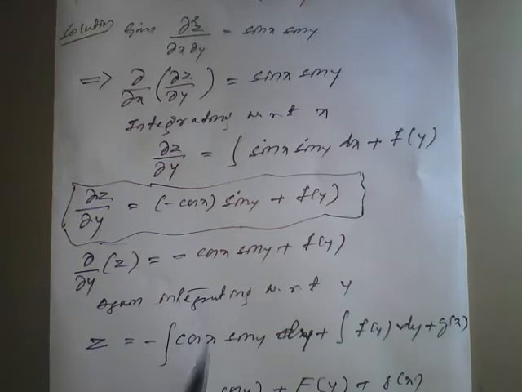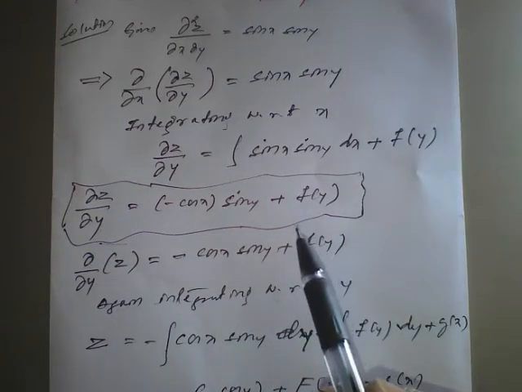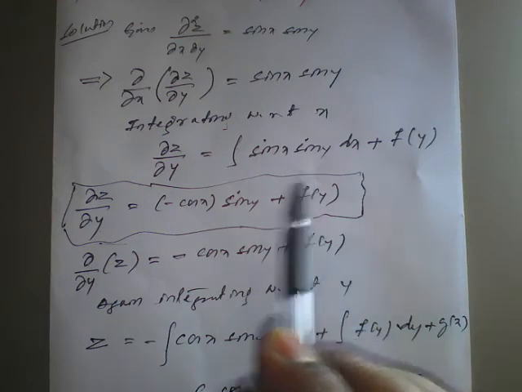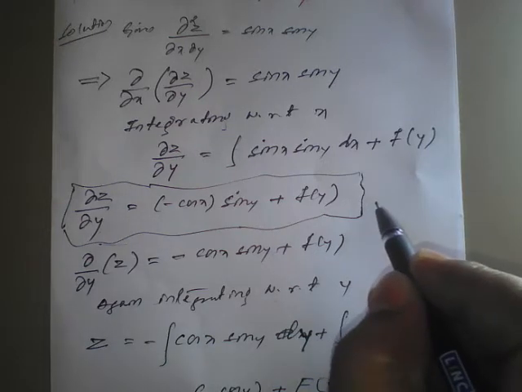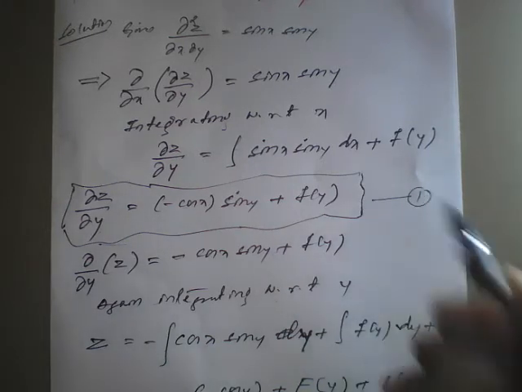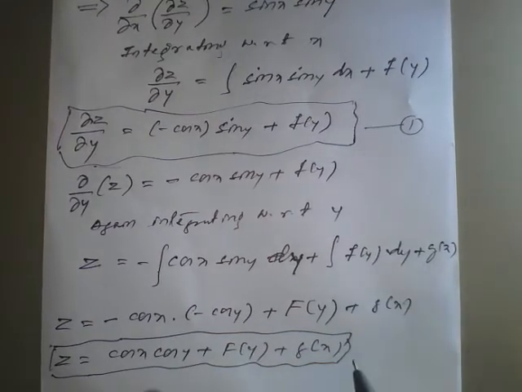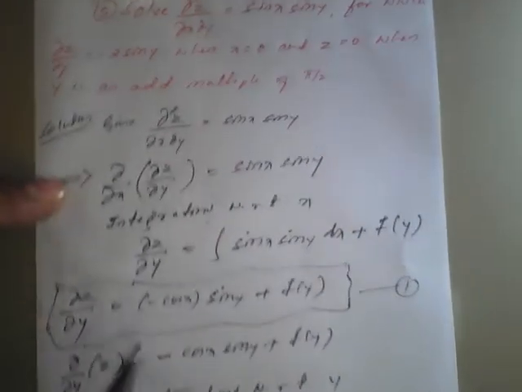Now we got the results. So one thing we'll do here. Given the equation we have, what we got for dou z by dou y will be equation number 1, and the z answer we got will be equation number 2. Why? Because they have given two conditions here.